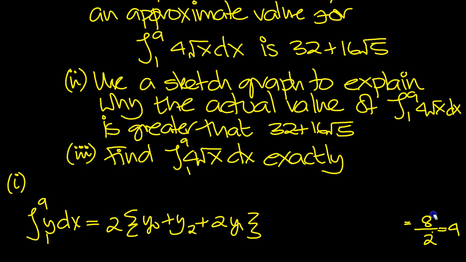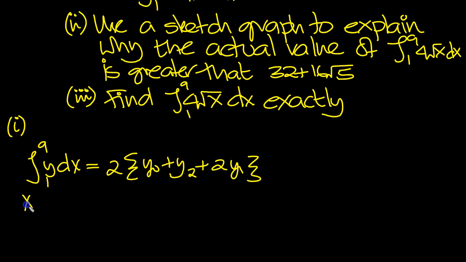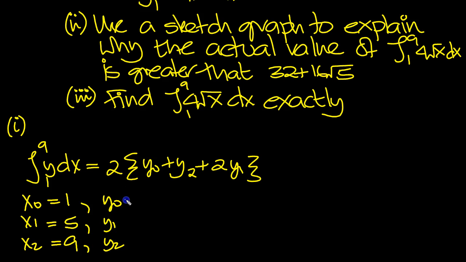Okay, so let's work that out then. So what have we got? We've got x0, x1, x2. x0 is 1, x1 is 5, of course add 4, and then 9. y0, y1 and y2. These are the y ordinates then. y0, 4 root x, isn't it? And x is 1, so it's 4 root 1, which is 4. y1, put 5 in, 4 root 5. And y2 is 4 root 9, isn't it? Which is 12.